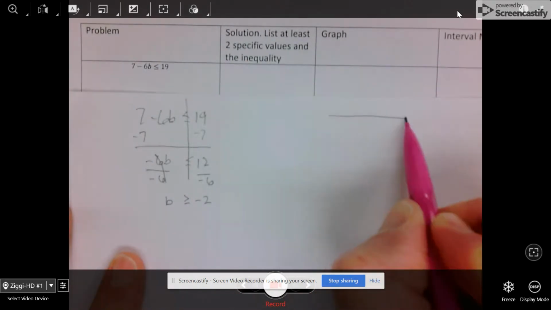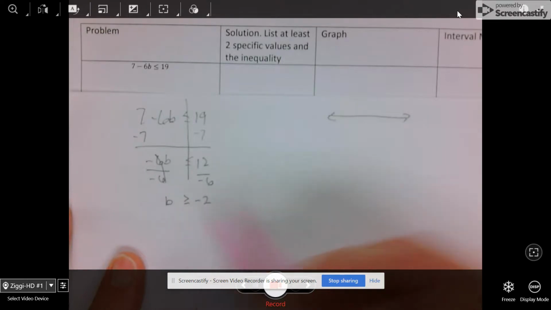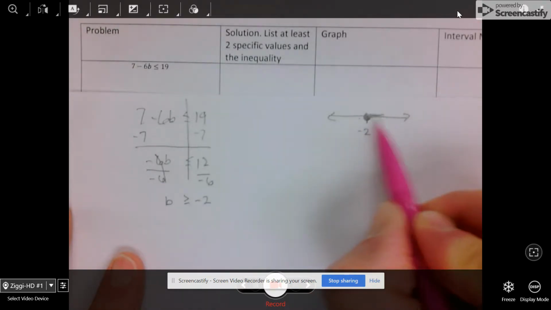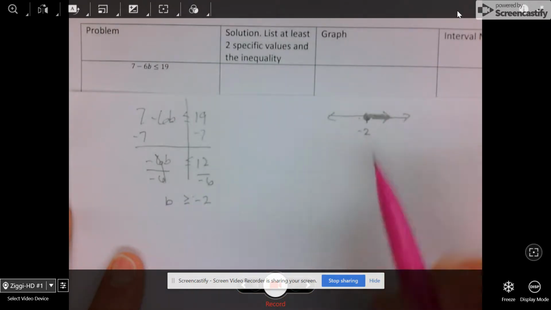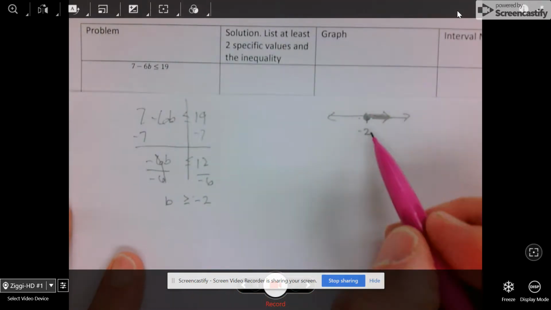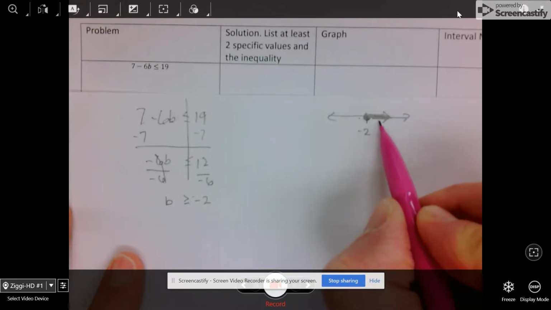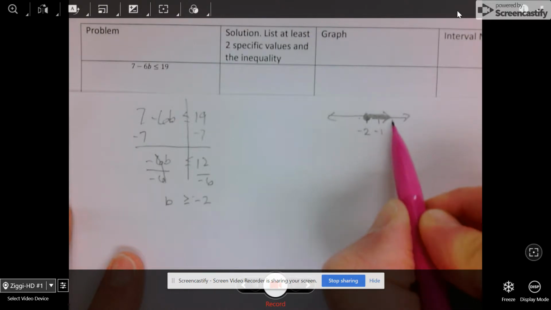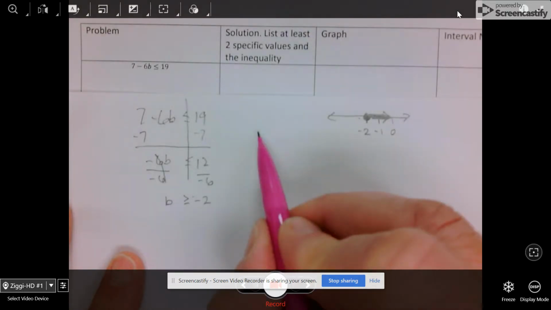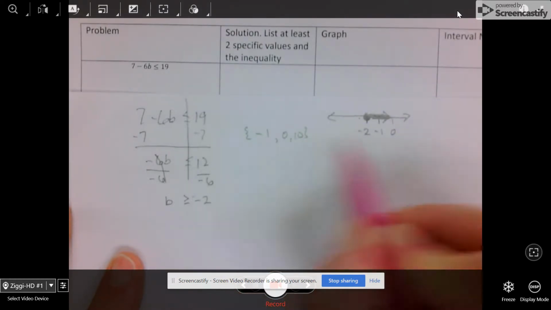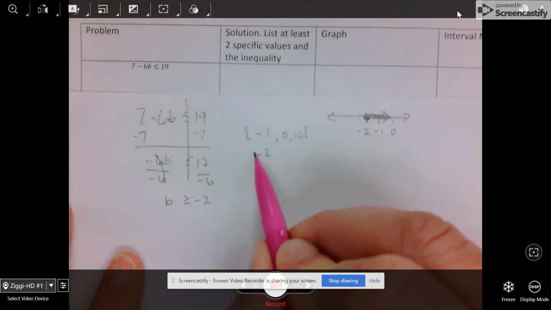I'm going to do the graph first. I already have my solution. Make a solid circle because it's equal to. And arrows going to the right. Arrows match up, same direction. And it says list at least 2 specific values for solutions. So I made this number line so that I can have a few values on here. So negative 1 would be a value, 0, 10, anything to the right. Negative 2 would be a solution because it's included.